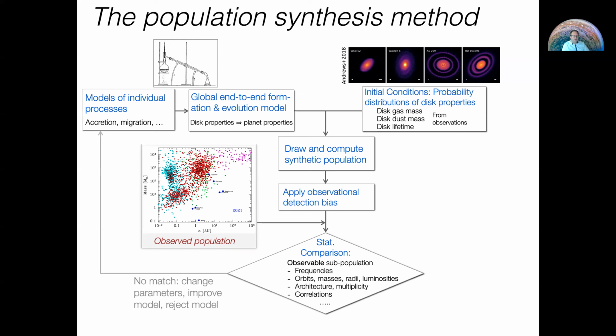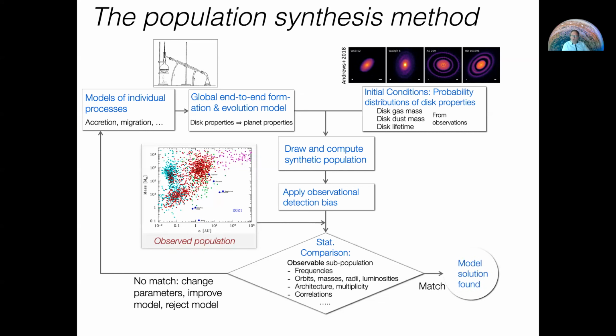And in most cases, we will find that there is no match, or at least no good match. And what we can then do is go back to our initial models, change parameters, improve the models, reject the models. And like that, we get this feedback loop that helps us to understand a little bit better how planets form and evolve.